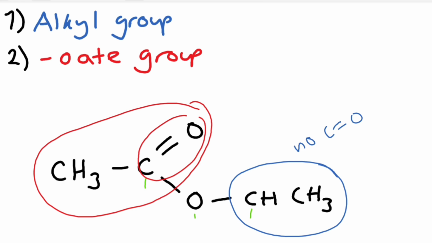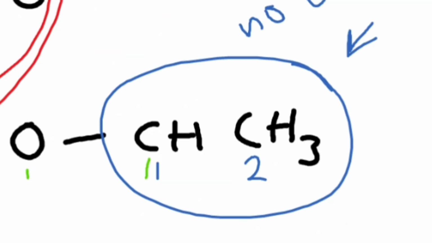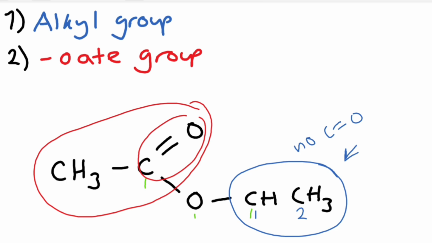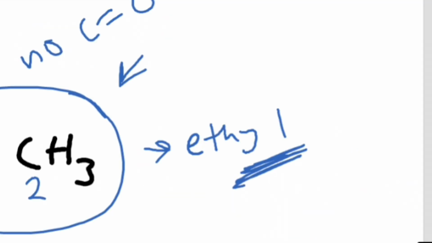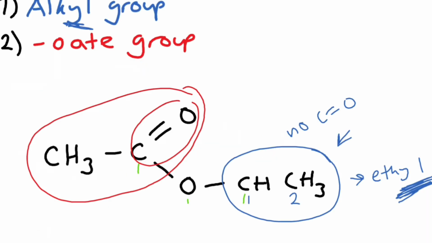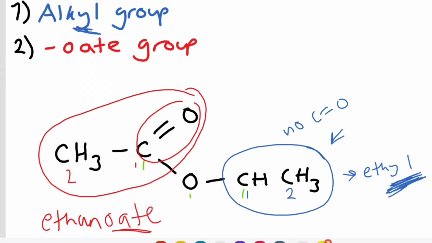We need to name these groups. So of course, we're going to look at the alkyl group here first. So there's 1 carbon here, 1, 2. Okay, there's 2 carbons. So then this means it'll be ethyl, because alkyl, ethyl. And there's 2 carbons. Then let's name the O8 group. 1, 2 carbons again. So ethan... it's ethanoate. There's 2 carbons, O8.